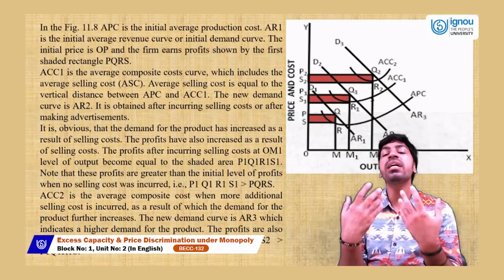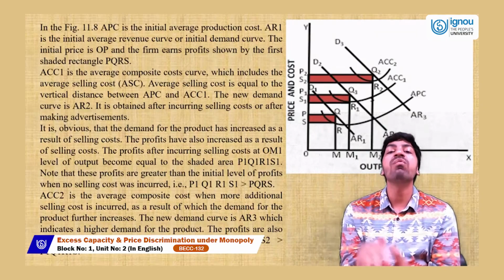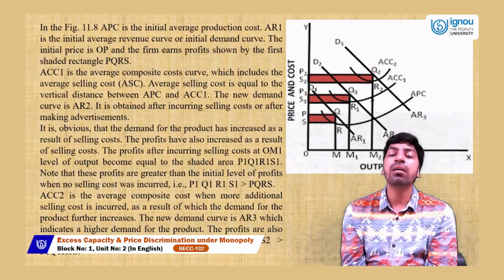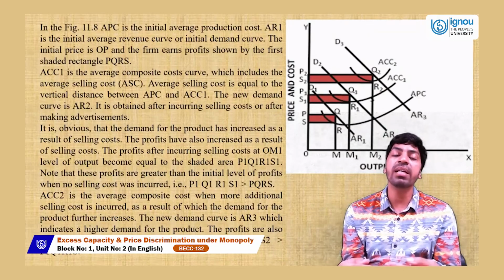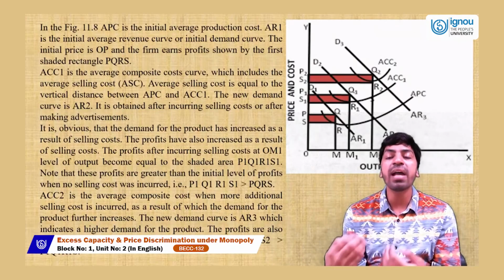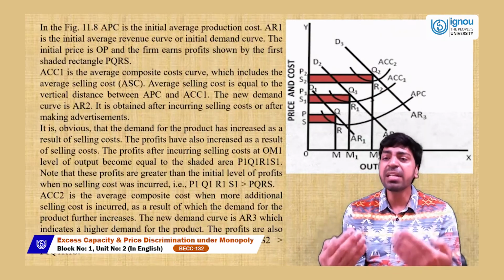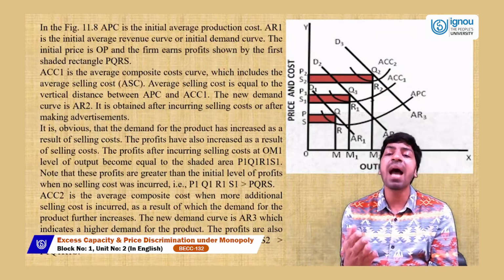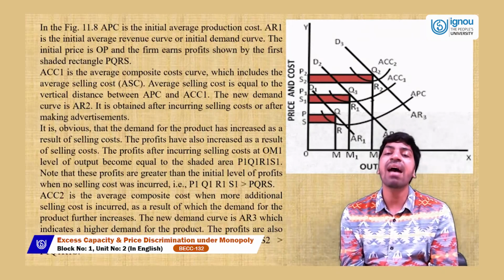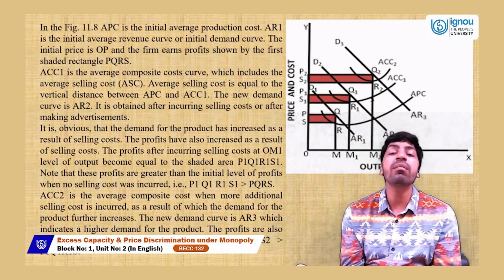When there is an additional investment in the selling cost or in advertisement, the firm starts earning more, equal to P2, Q2, R2, S2, which is more than P1, Q1, R1 and S1. So when additional units keep increasing and the firm increases its selling cost in promotion of the products, its demand curves will also shift rightward in parallel, and accordingly the firm will earn more and more than before.